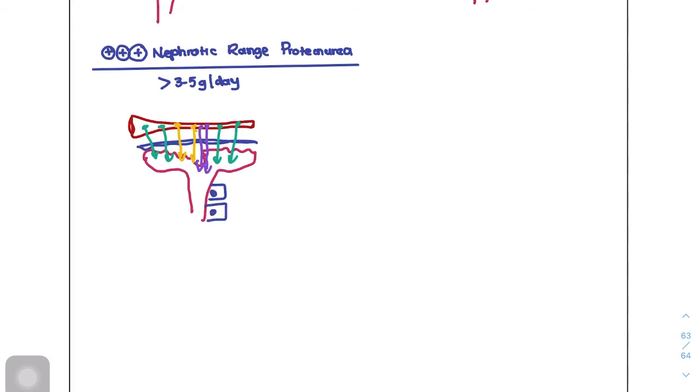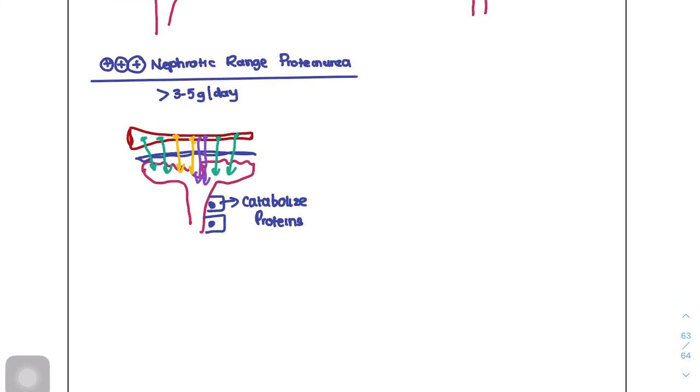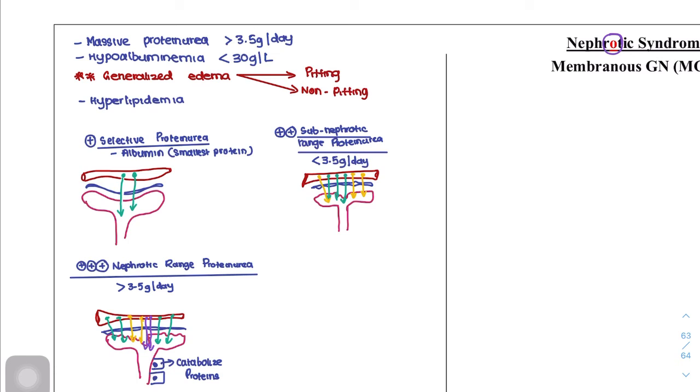We have cells here, the proximal convoluted tubule cells. They will take up some of these proteins and catabolize it. Not only that, lipids which can leak out will also be taken by these PCT cells, and they will undergo a fatty change. Okay. So this is what nephrotic range proteinuria is.